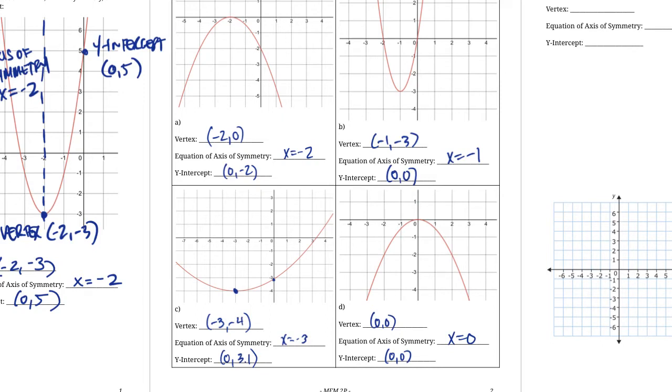The last one's also a little bit tricky because the vertex is right here, right? But that is also where the y-intercept is, because this is the y-axis. So it crosses the y-axis at the vertex as well. So that's the answer for both of them, which is (0, 0). And the equation of the axis of symmetry, that vertical line, is also x equals 0.